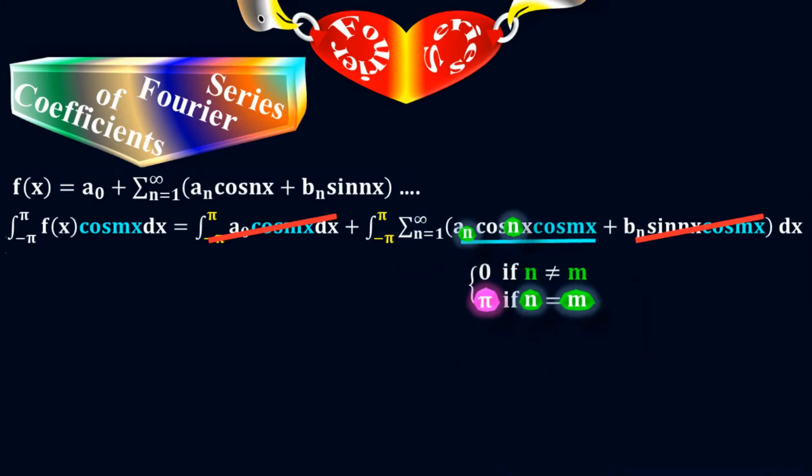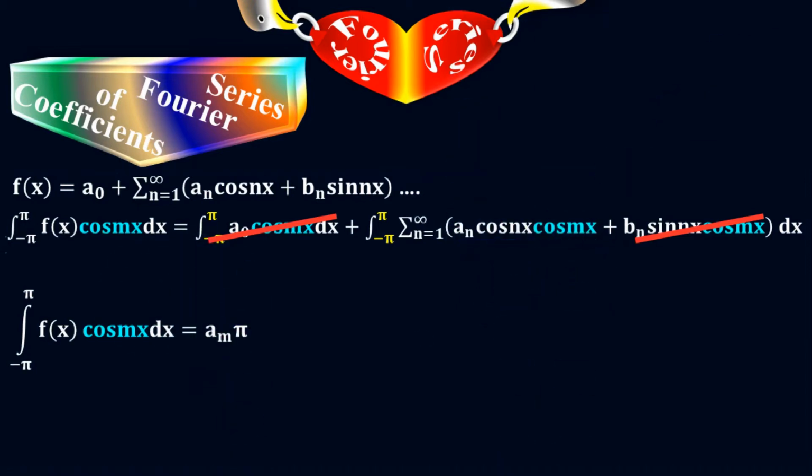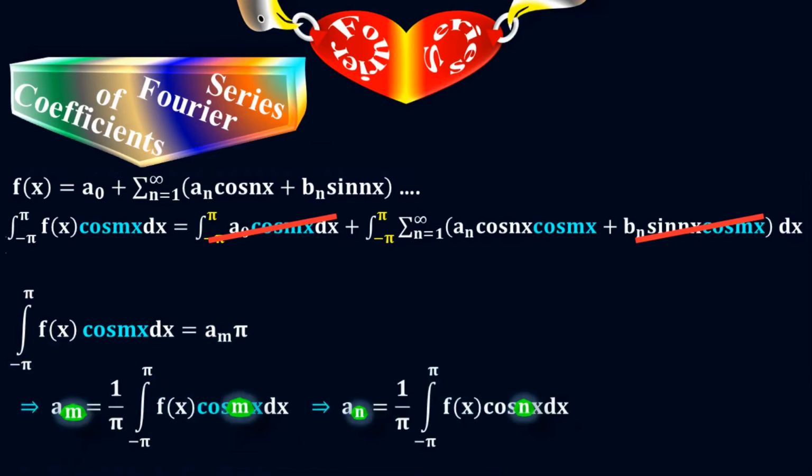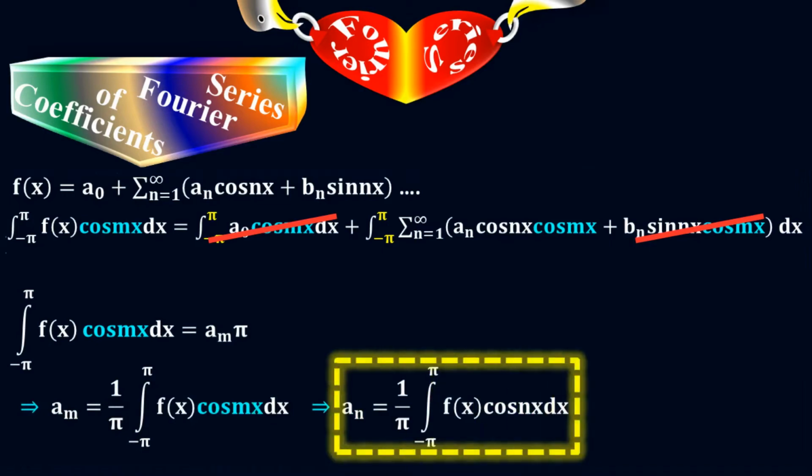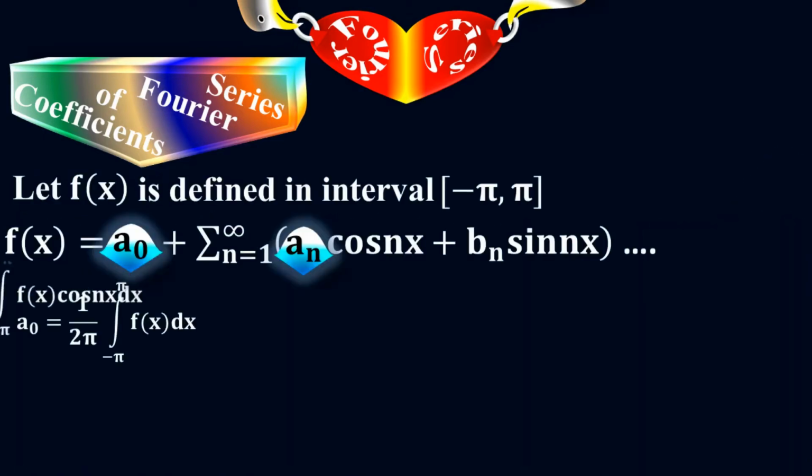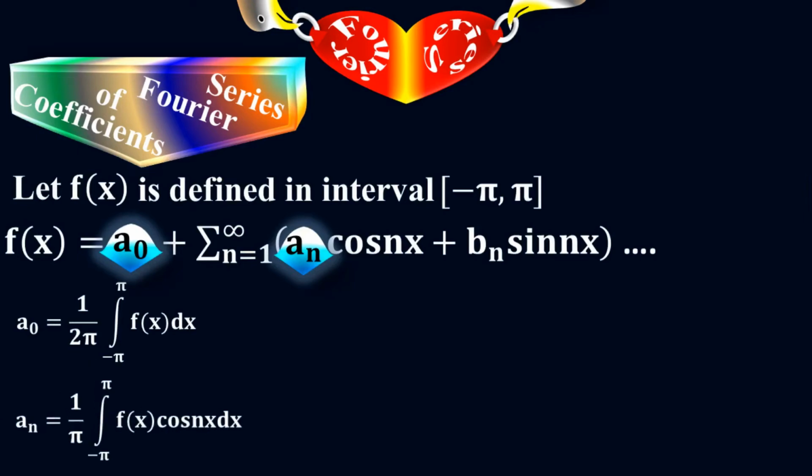Let's suppose that the value of n equals m. So this term equals pi, because the condition says that if n equals m, then it equals pi. And similarly, a sub n will be a sub m. Simplify it further and finally you will have a sub m equals 1 over pi times the integral of f of x times cos mx dx. Let me put back the n: just replace m by n. This is my final equation for a sub n. A sub n equals 1 over pi times the integral of f of x times cos nx dx. This is the formula for the coefficient a sub n.